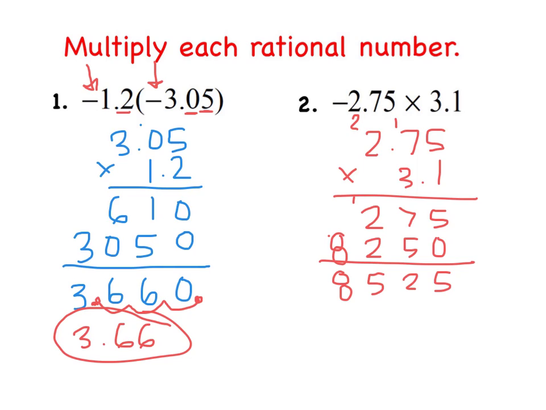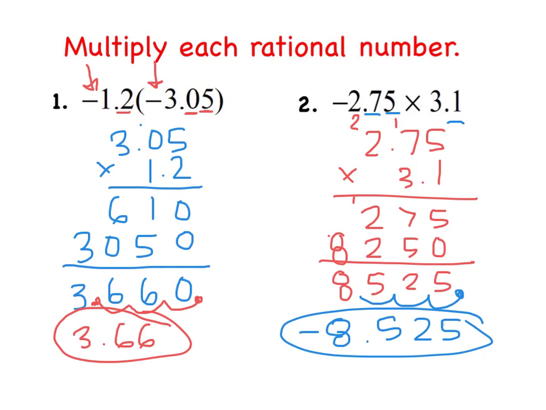Alright, I've gone ahead and done the multiplication for number 2. I lined up by the last place value. I multiplied like normal. I found the total. So the last thing I want to do is move the decimal over. So I've got 1, 2, 3 spaces after the decimal. So I move it 1, 2, 3. So I end up with 8.525. And lastly, I want to take a look at the sign of my answer. I have a negative times a positive, so that needs to be a negative answer. So negative 8.525.